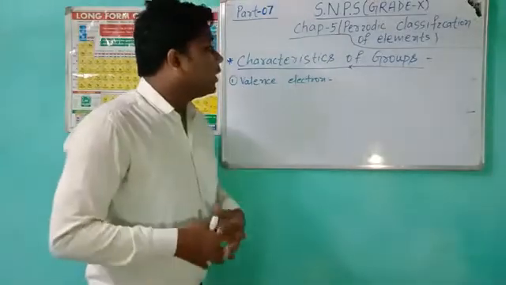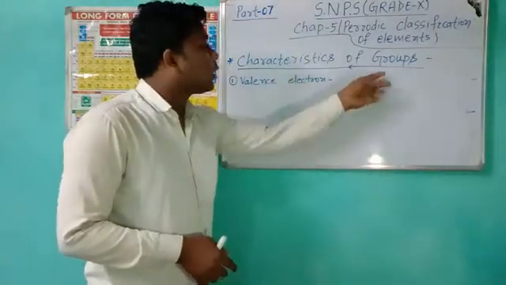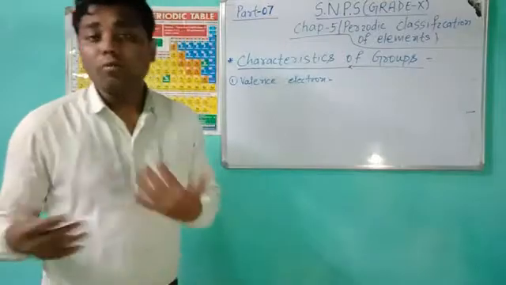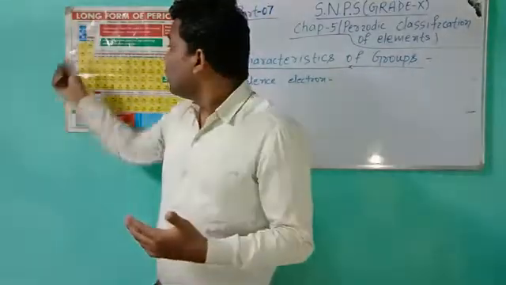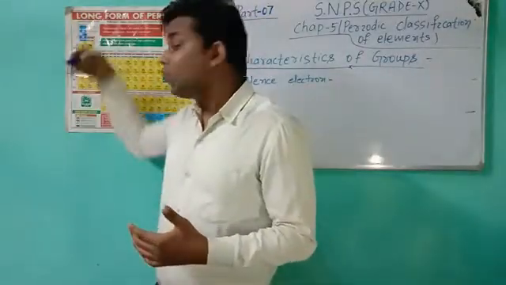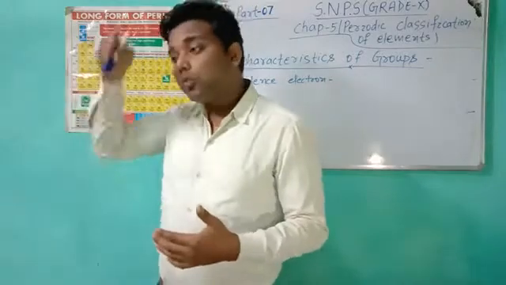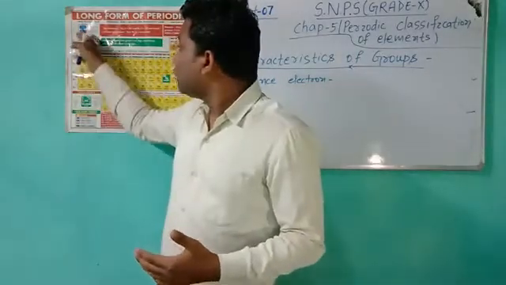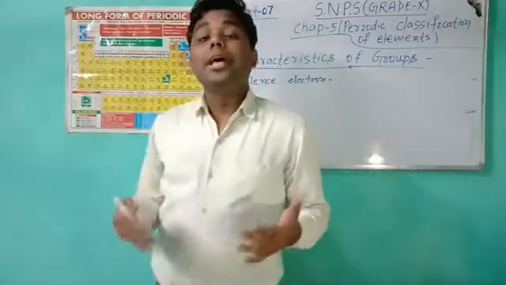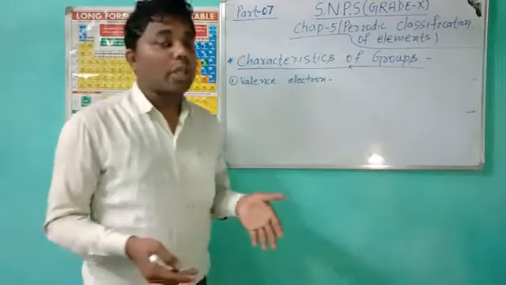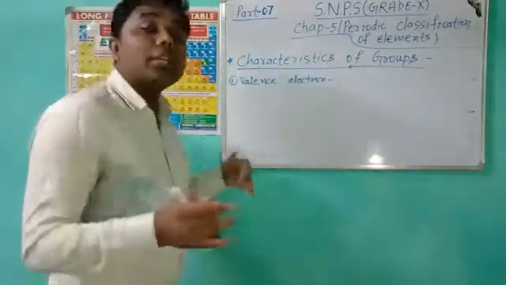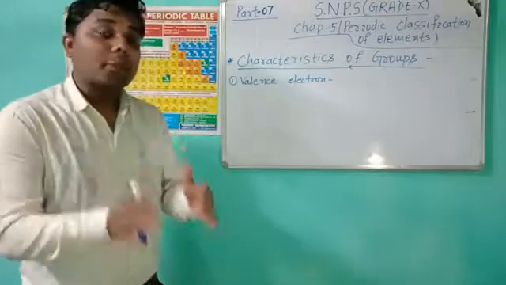So coming to our point, what are groups? We know that in the long form of the periodic table, the vertical columns, vertical, not horizontal, are called groups. And there are 18 groups in the long form of the periodic table.